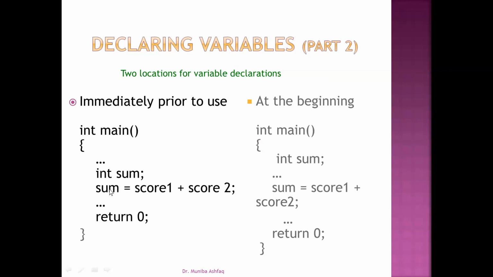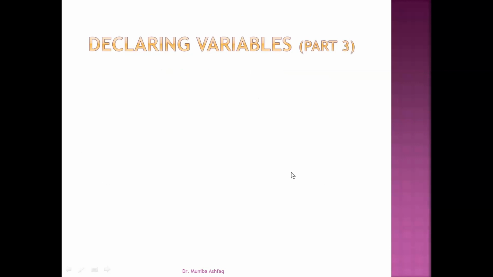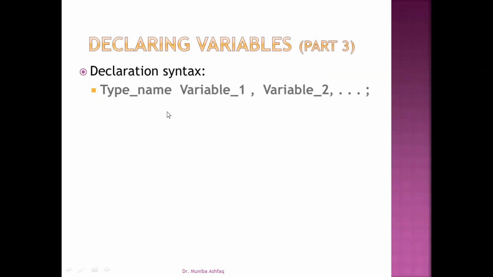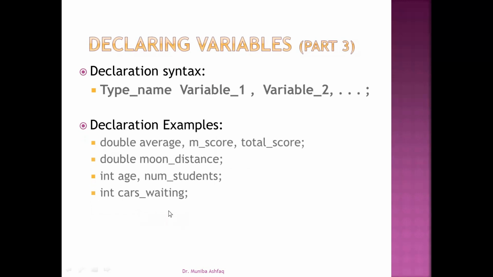We cannot write sum equal to score1 plus score2, and after this statement declare int sum. This will be incorrect. Before using sum, we have to declare it. It will tell the compiler that there is a variable sum with data type integer. So this is the syntax. You have to specify the data type of the variables, and if you have a list of variables, these would be separated by commas, and at the end you have to write the semicolon. These are some of the examples.